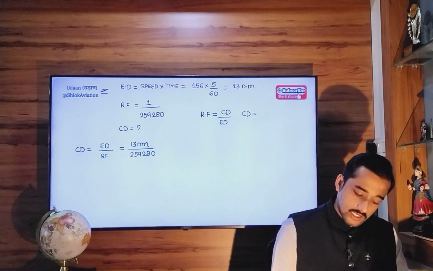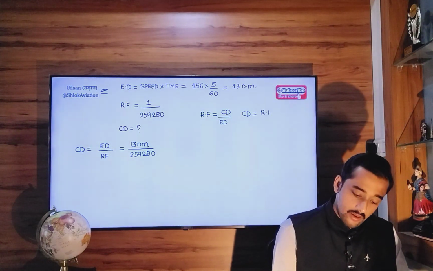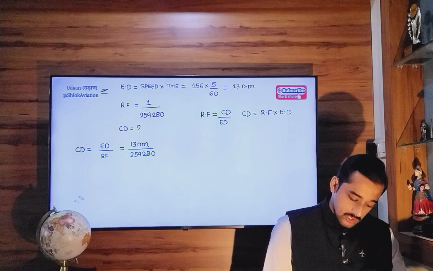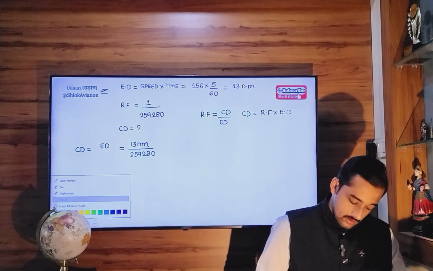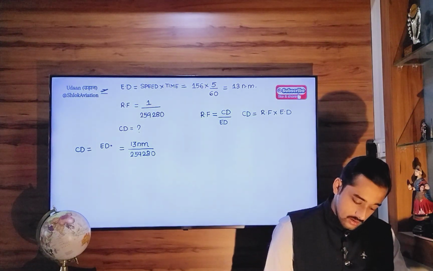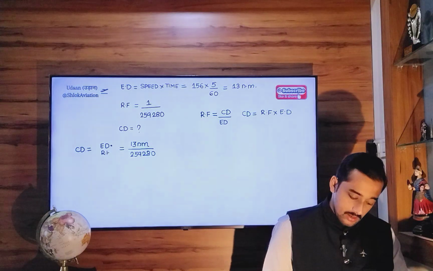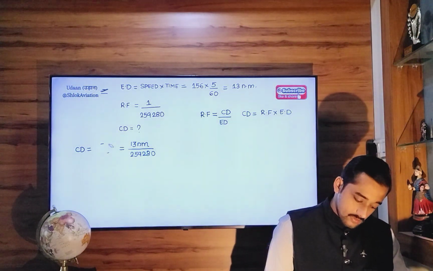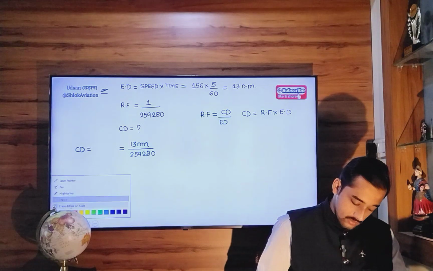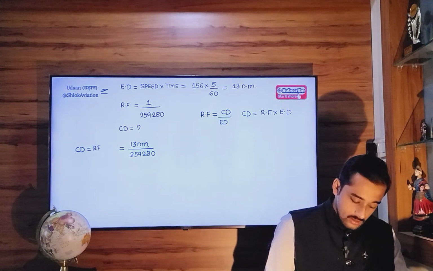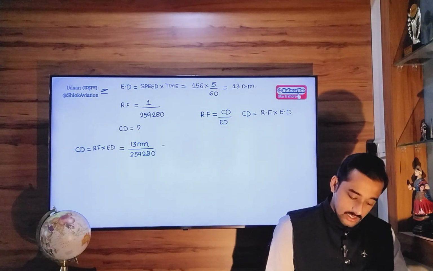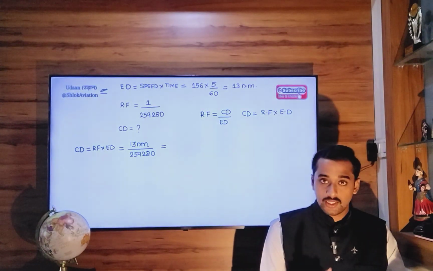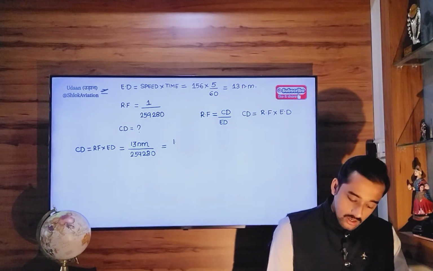So chart distance equals representative fraction multiplied by earth distance. It's not divide, it's multiplied by the representative fraction. Next, we want our final answer to be in inches. So let's convert nautical mile into inch.